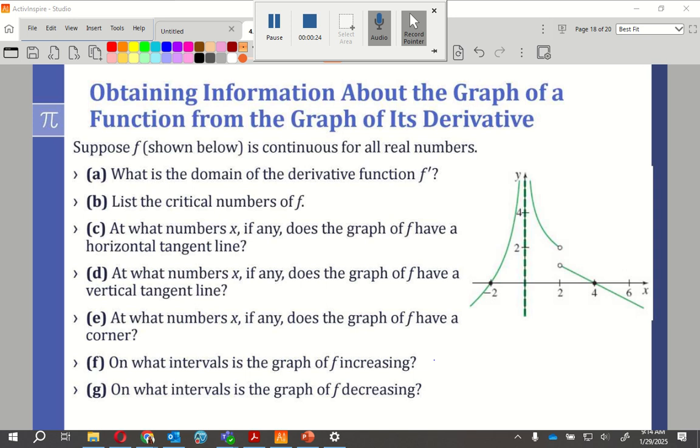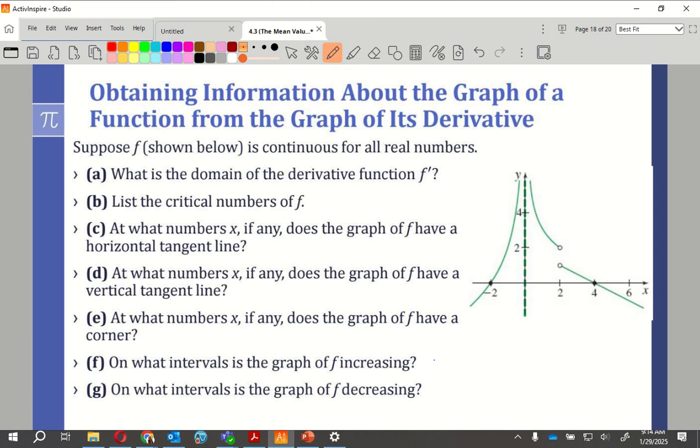Trying to finish up this unit right here. Obtaining information about a graph of a function from the graphs of its derivative. What is the domain of the derivative of f? So if this is continuous for all real numbers, and this is my function, what do we know about the slope of this right here? So let's start with the first part. What do we know about the slope right here?